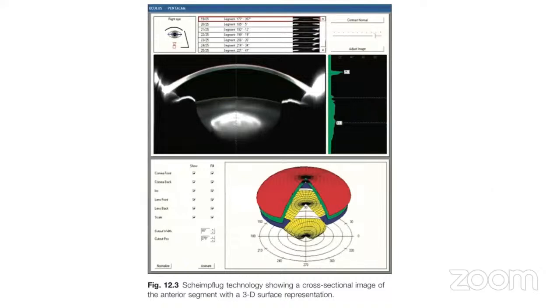This is the image showing a cross-sectional image of the anterior segment with a 3D surface representation.